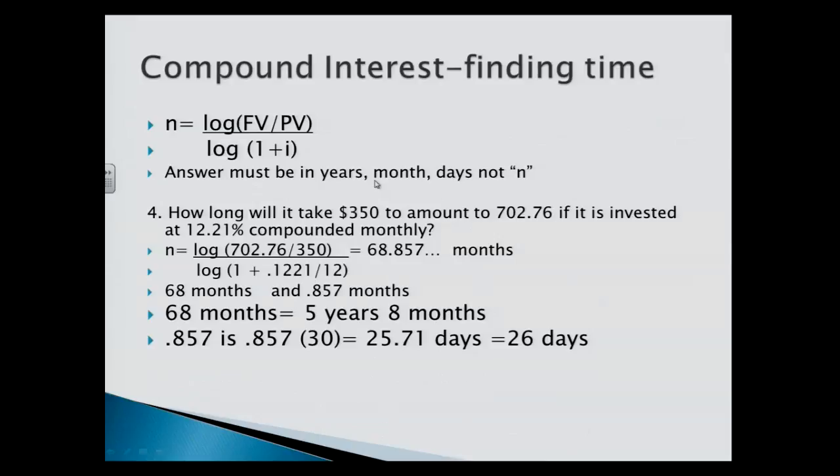And I'm going to allow you to do this. Converting 68.857, which is our N, that's the total number of months when we did this calculation. We need to turn 68 whole months into 5 years and 8 months. I'll give you a second to calculate that. Then we have 0.857 of an entire month. We multiply that by 30, and we get approximately 26 days. So our answer is 5 years, 8 months, and 26 days.